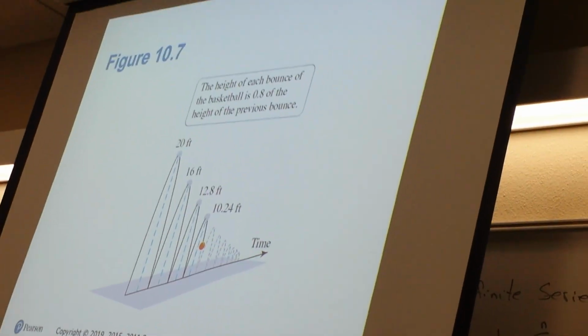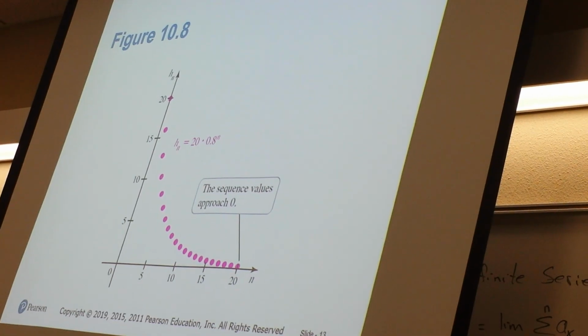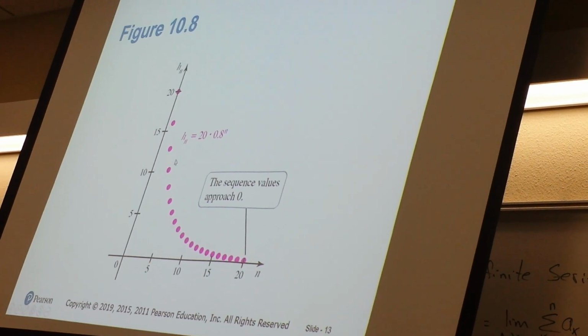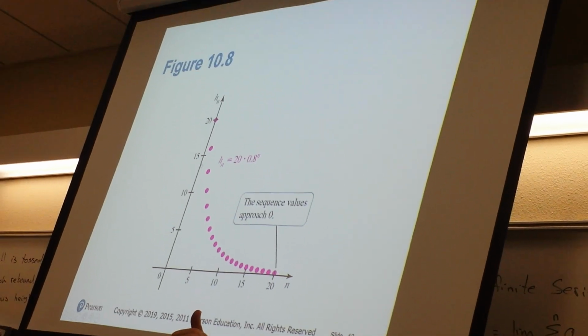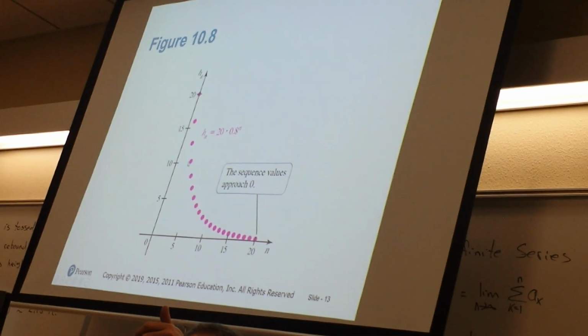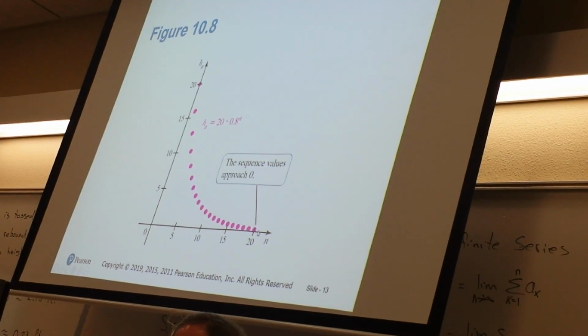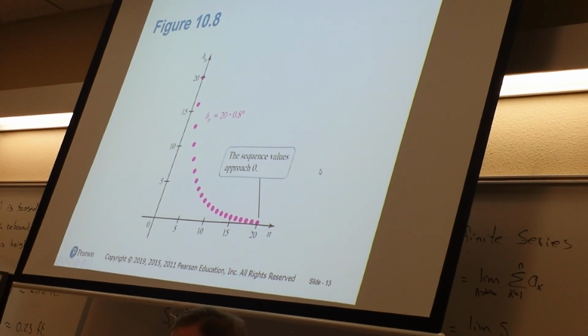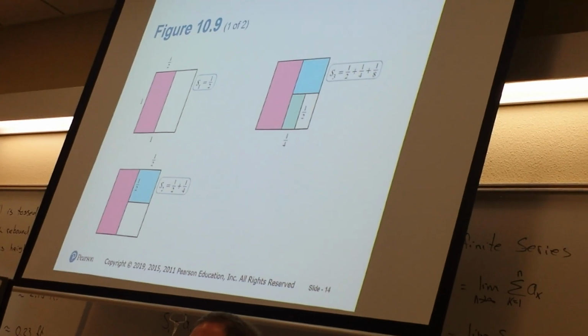Here's the ball bounce problem that we just did. And here's the height of the ball. It starts out with the first toss, it goes up to 20 feet. The first bounce, it's up to that value, third, fourth, fifth. And as we go to infinity, we see that this approaches 0. Okay? Here's the square problem we just did.